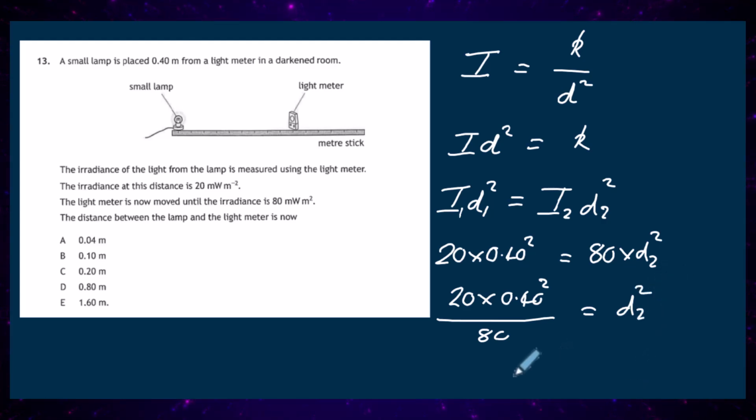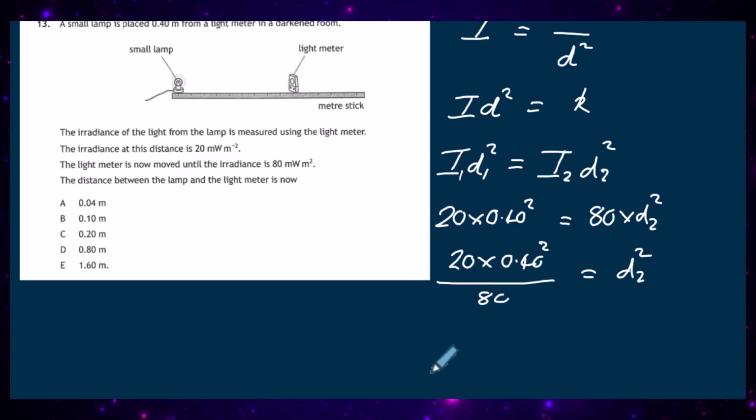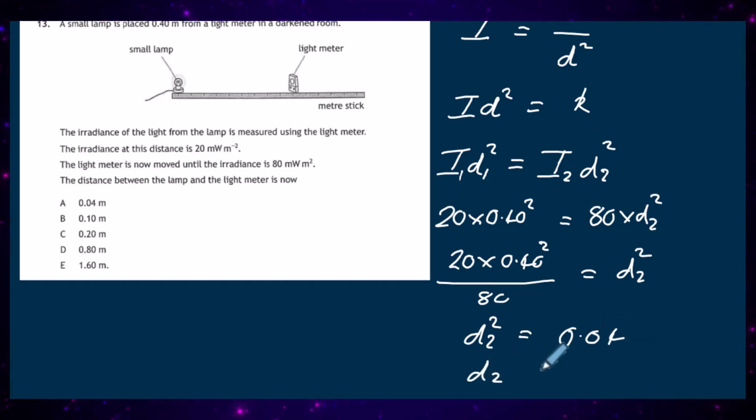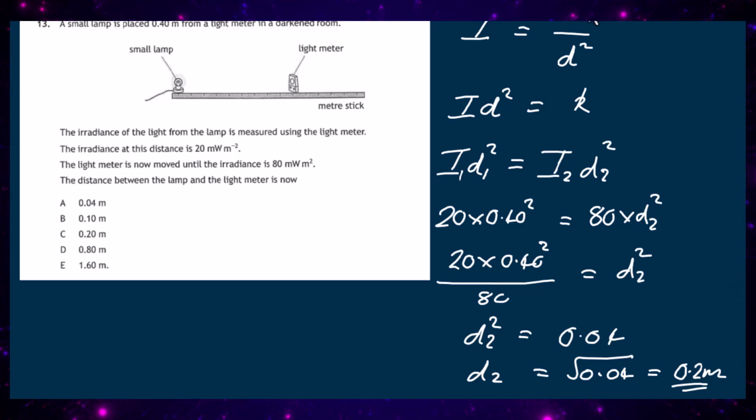Now we do that in our calculator, we end up with the following answer. We end up with d2 squared equal to 0.04. So therefore d2 is going to equal the square root of 0.04, and therefore it's going to equal 0.2 meters. So our new distance is 0.2 meters, and that makes sense because you're bringing the radiance up, therefore you must be coming a lot closer, and therefore we can see that the answer is going to be 0.2 meters, and the answer to this one is going to be C.